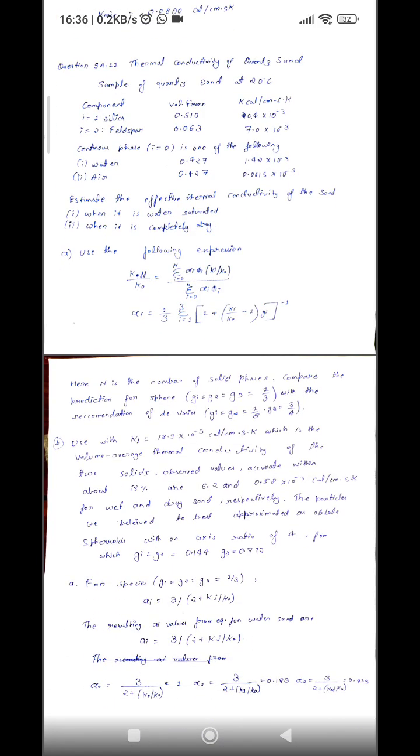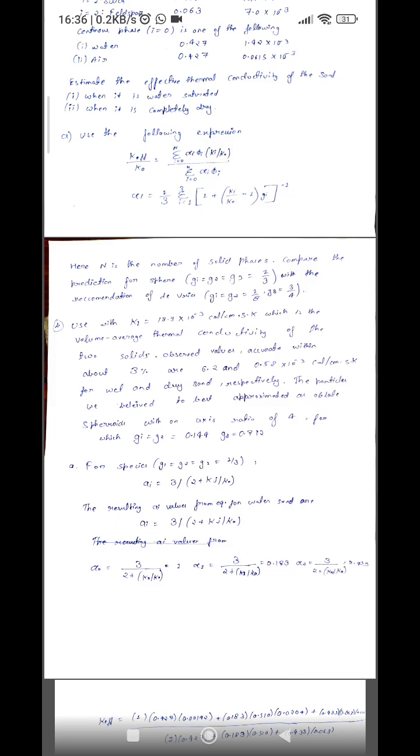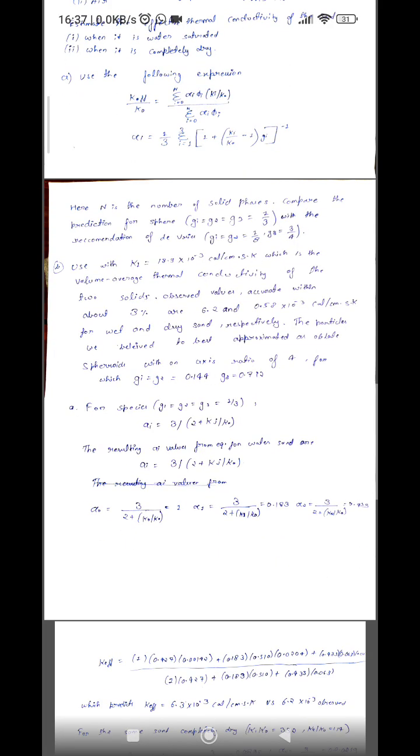Using this expression for K effective upon K naught, we have to calculate this. It is given in the question, and here n is the number of solid phases, compared to the prediction for spheres, where g1, g2, g3 equal 1/3. In part B we use k1, the volume average thermal conductivity of the two solids, with observed values accurate to about 3%. Here g1 and g2 are 0.144 and g3 is 0.712, so we have to use these g1 and g2 in the upcoming solution.